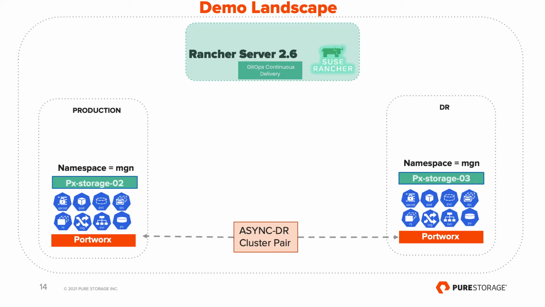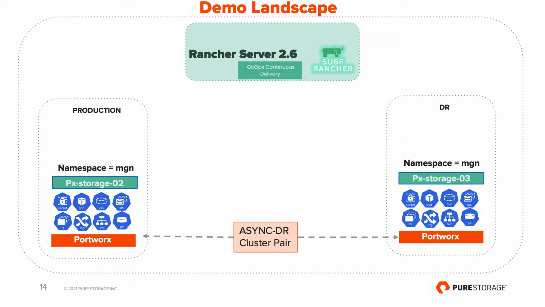And I've built two Rancher clusters, excuse me. I've built a production cluster called PX Storage 02. This is running Portworx. And I've built a DR cluster called PX Storage 03, also running Portworx. I've additionally created an asynchronous DR cluster pair. So I've set up disaster recovery replication, which is policy based.